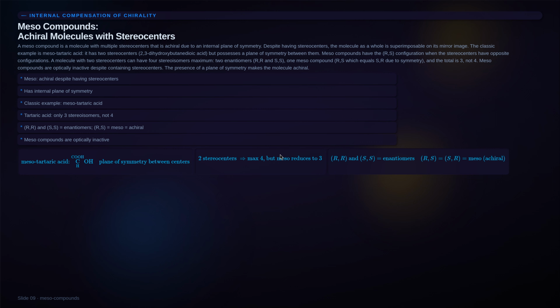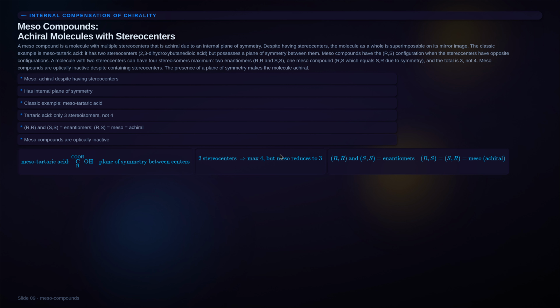The classic example is meso-tartaric acid. It has two stereocenters, but possesses a plane of symmetry between them. Meso compounds have the RS configuration when the stereocenters have opposite configurations. A molecule with two stereocenters can have 4 stereoisomers maximum.